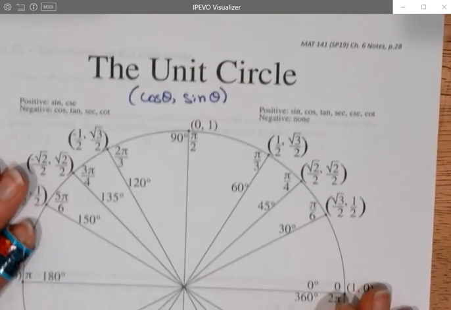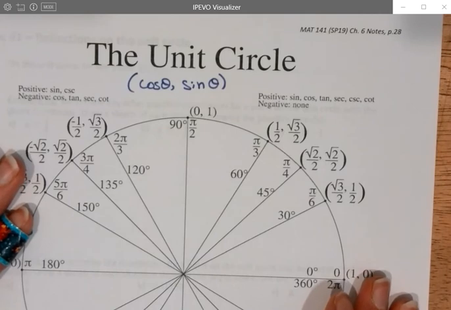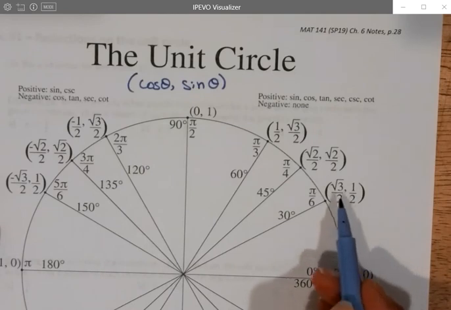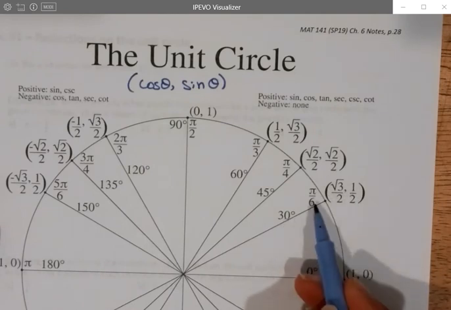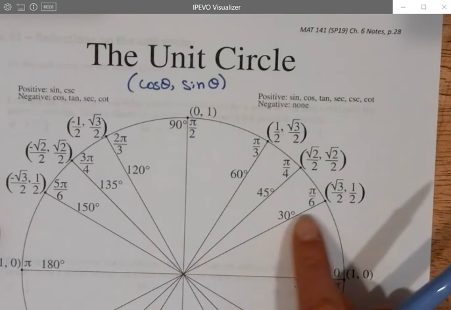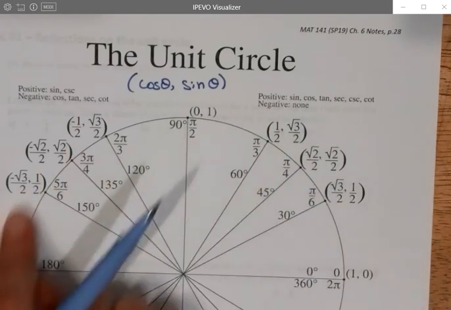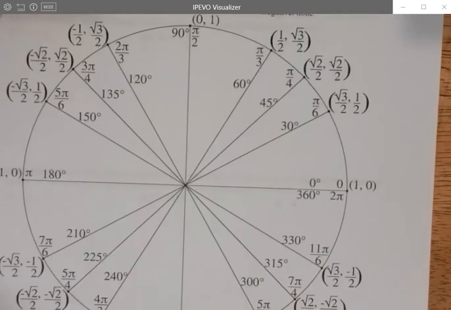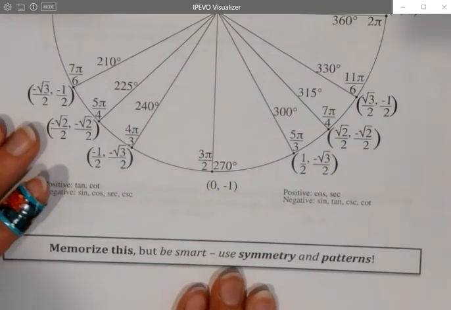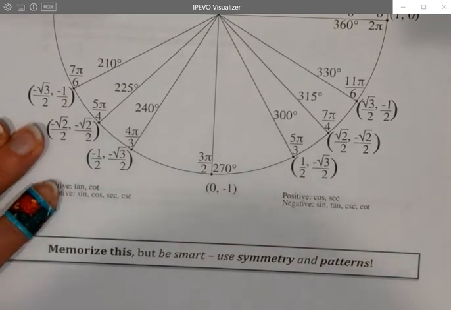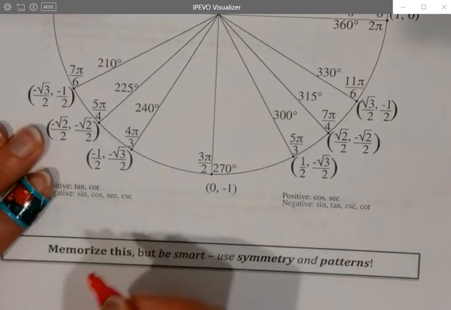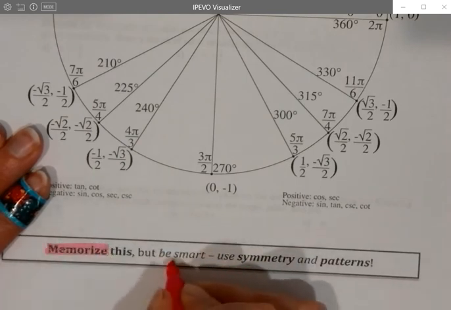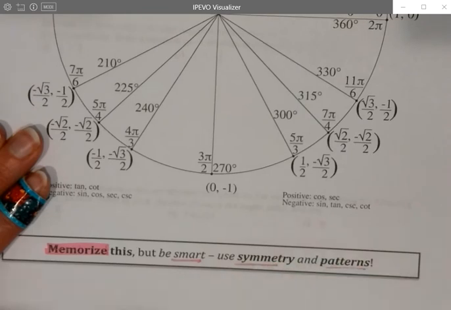So if I wanted to find any of the trigonometric values, I can read them off the unit circle. I can read off the cosine value and the sine value for the 30 or the pi/6 degree. Again, I have the degree measure and the radians, and I have them listed for each of these. Now, at the bottom of the page, we see the note that we do need to memorize the unit circle. You're going to be using it all the time here in this chapter and in calculus as well. So we are going to work on memorizing the unit circle, but we are going to be smart about it. We're going to use symmetry and patterns to do so.